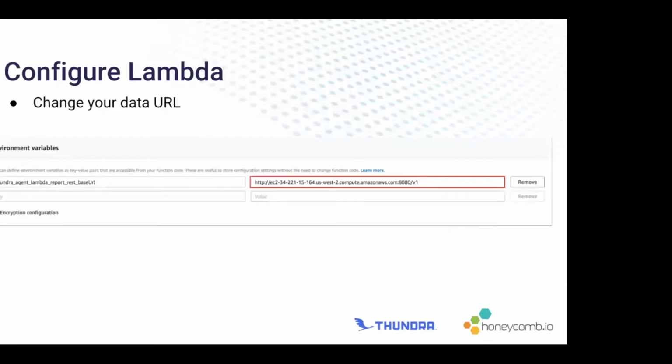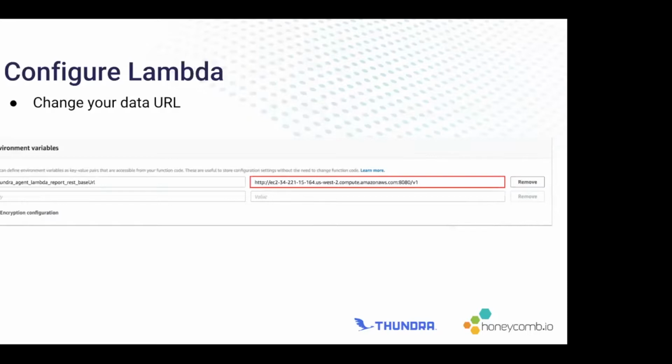After you set up Thundra in your Lambda function, you will configure Thundra to send data not to our SaaS platform, but to your Thundra Honeycomb integrator, and it will forward this data to your Honeycomb instance. Remember, the Honeycomb URL that you get after you set up the integrator, you will put this URL into the Thundra agent Lambda-based report URL environment variable, and you are done. Now your Lambda functions are sending data to your Honeycomb instance. It's passing through your AWS account. It's not coming to us, and it will be completely between your account and Honeycomb now.